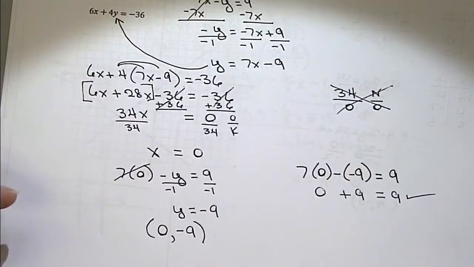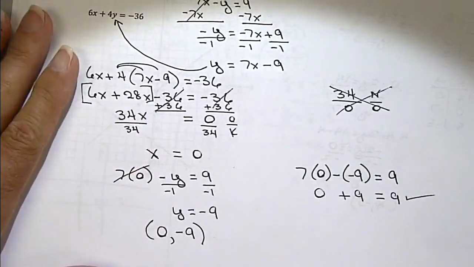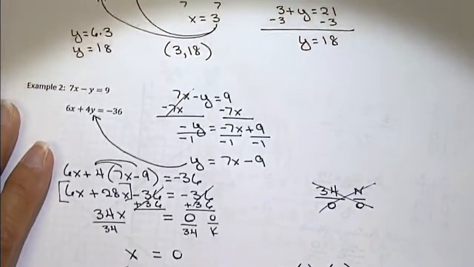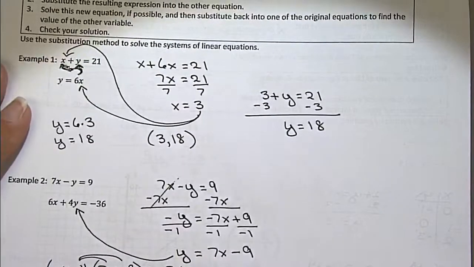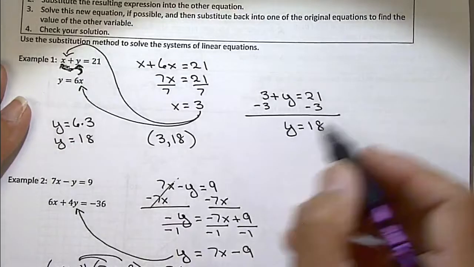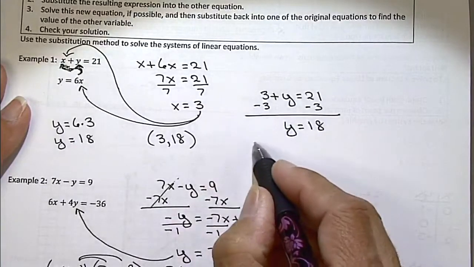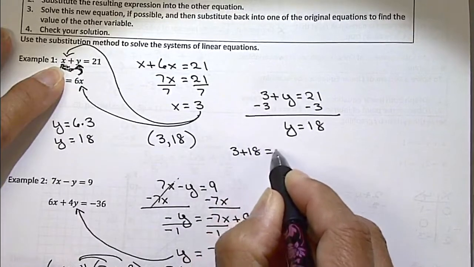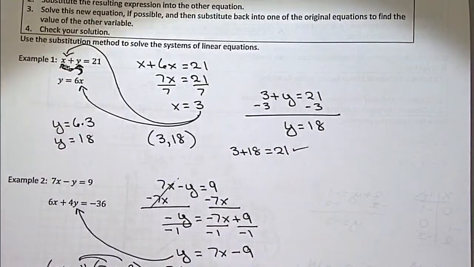Okay, go back up to number 1 and check your solution. What solution do we have? 3, 18. Plug it into one of those equations and see if it checks. Just for practice. The first one's pretty easy to plug it into, isn't it? What do? You say 3 plus 18 equals 21. Well, that's the check, isn't it? The other one's just as easy.